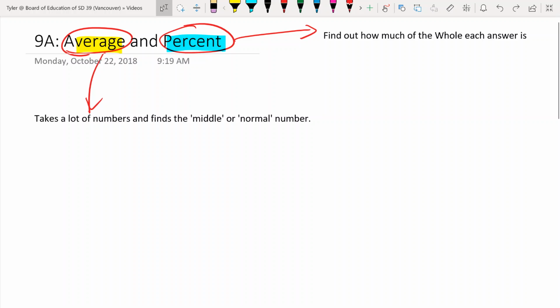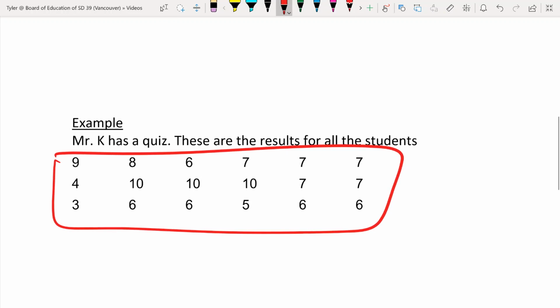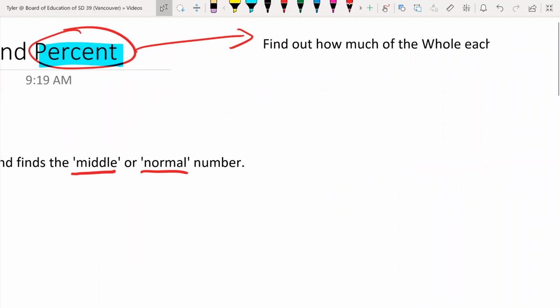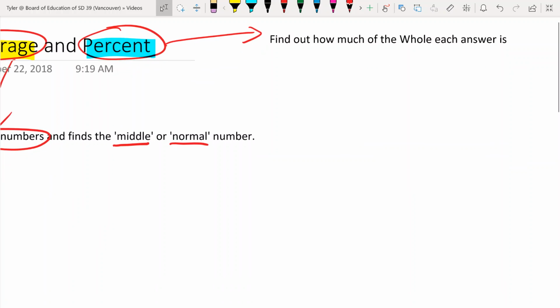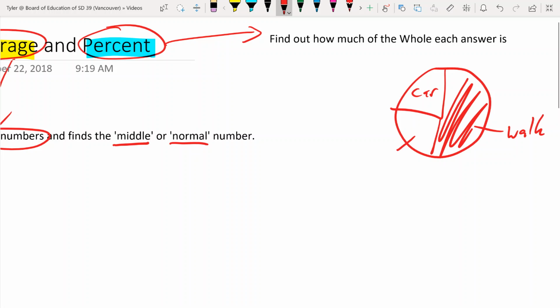So first, average is basically when you take a lot of numbers, something like this, where there's just a bunch of numbers, and then turn it into one number, which is like the middle or the normal number, okay? A percent is when you try and find out how much each answer is, like what percent of the chunk. So for example, if I ask people about how they get to work, and I want to find out how many each answer is. So maybe this many people say car, this big chunk said they walk, and this big chunk said, I don't know, carpool. Maybe bike. That makes more sense.